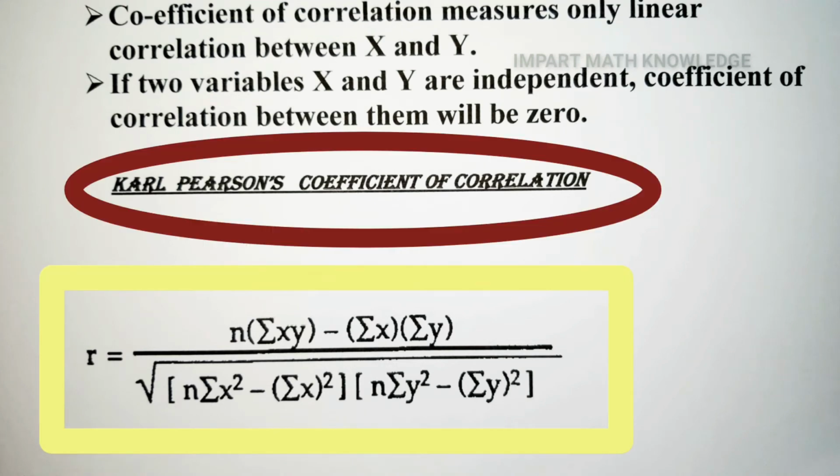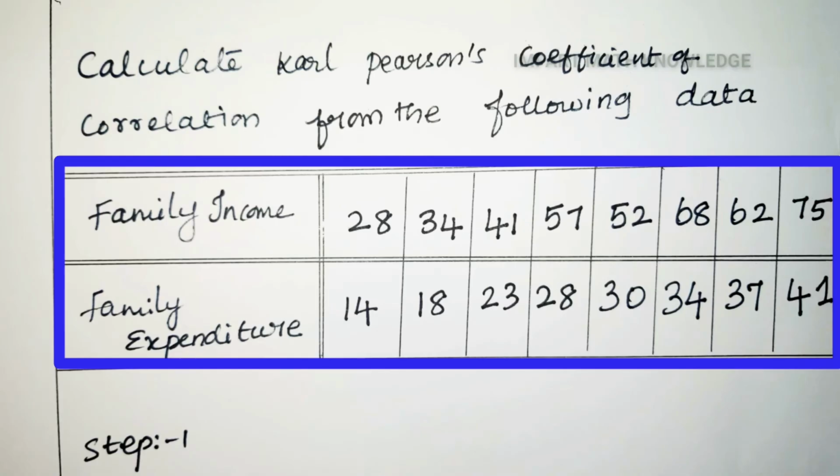Second one, Karl Pearson's coefficient of correlation. r is equal to n into sigma xy minus sigma x sigma y by square root of n into sigma x square minus sigma x whole square, n into sigma y square minus sigma y whole square. I am going to explain correlation coefficient with a simple example.